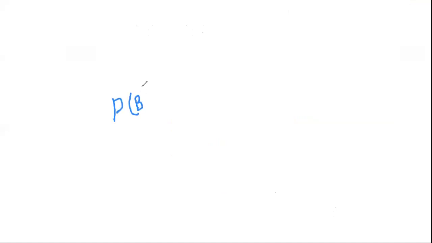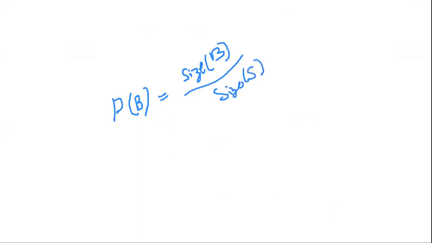For example, you are finding the probability of B. How do you find out probability of B? We find how many elements you have in B, divided by the number of elements in the sample space. That gives you the probability of B. Now what is probability of B given A?